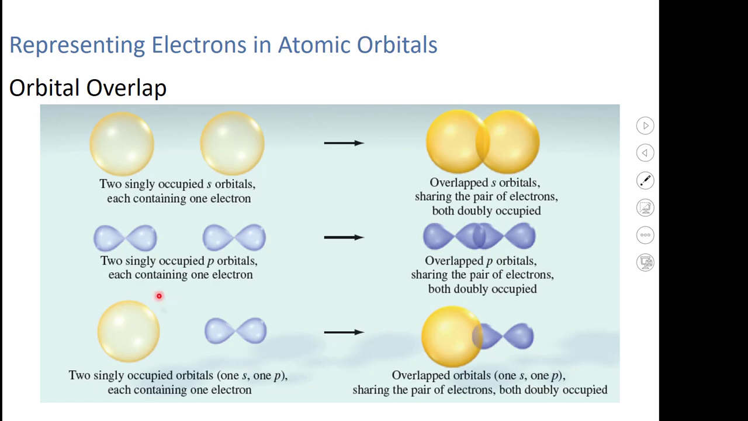Or you could have an s and a p overlap here. This would be something like HF. The hydrogen's s orbital overlaps with the fluorine's p orbital. So those are the three main kinds of overlapped orbitals that we will see. You can also do it with d.